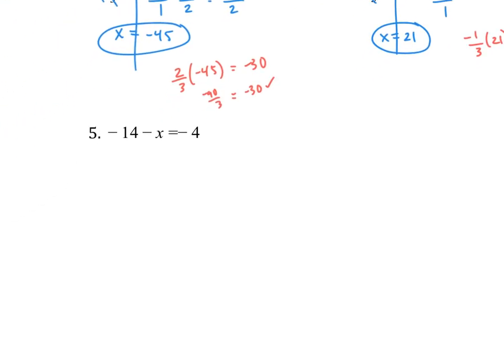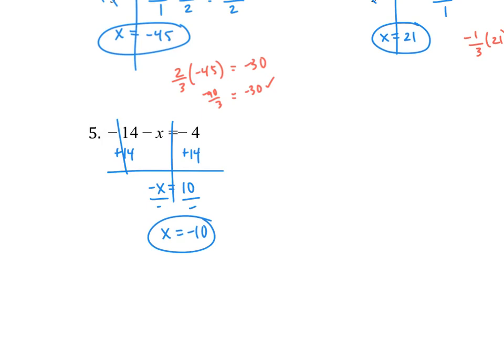And last example here, I am going to isolate my variable x. So I see that I have a negative 14, so I'm going to add 14 to both sides. And I'm left with negative x equals negative 4 plus 14, which is 10. And now I have to isolate my variable without a negative in front. I'm going to divide by a negative, or a negative 1, and I get x equals negative 10.